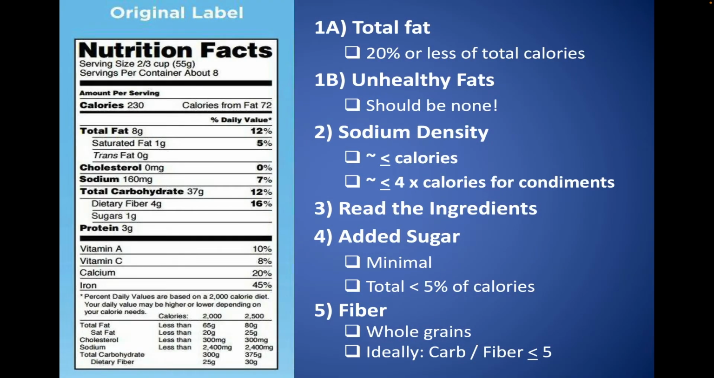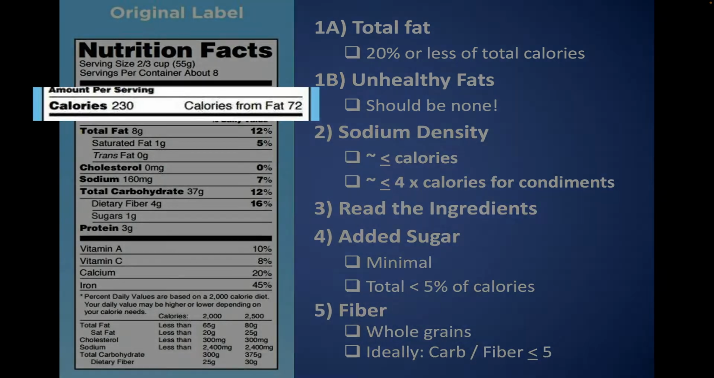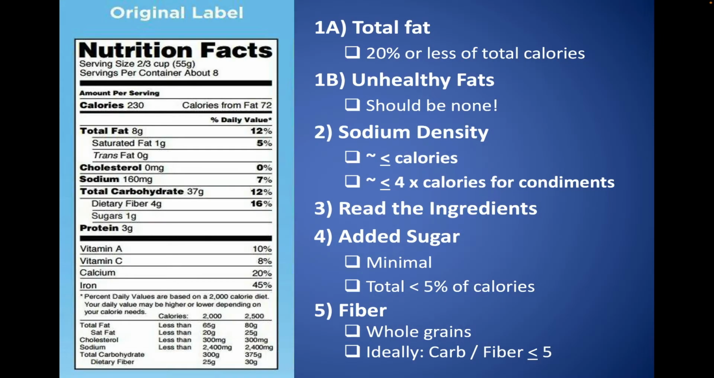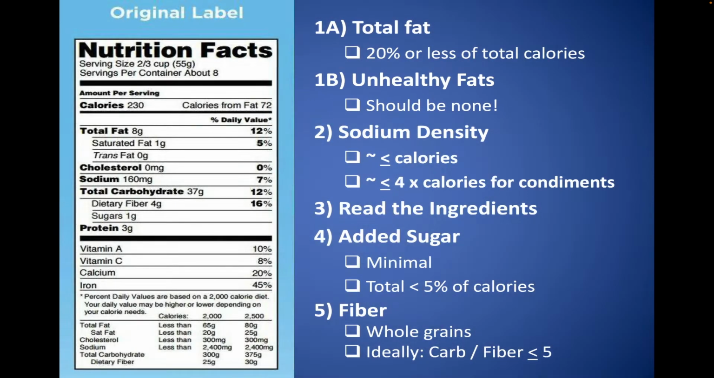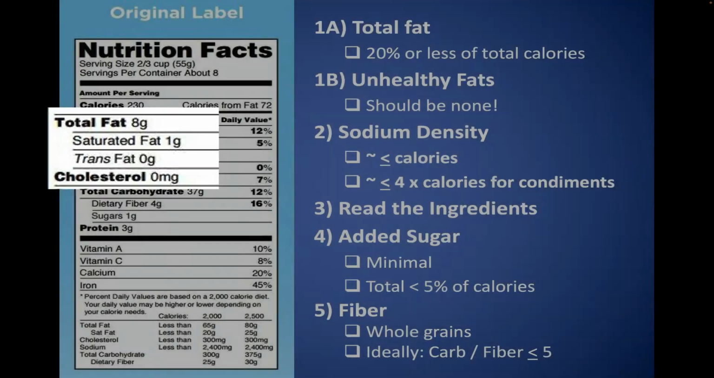Looking at a label, the things we want to see are, number 1, we're going to talk about fats. 1A is the total fat content, which we want to be 20% or less of the total calories. 1B, we want to see if there are any unhealthy fats. Those are saturated fat, trans fat, and cholesterol. We'd like there to be none.